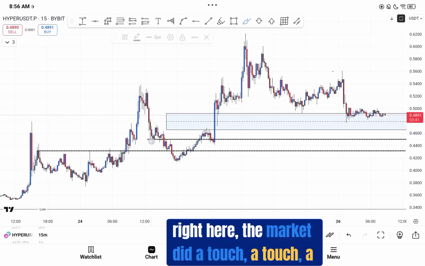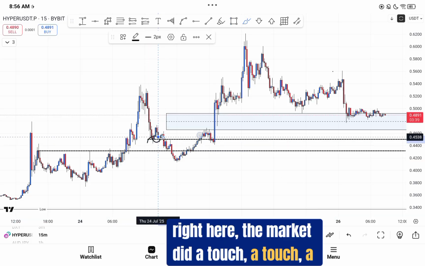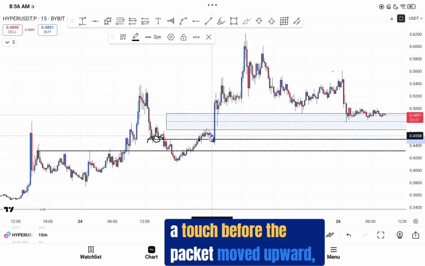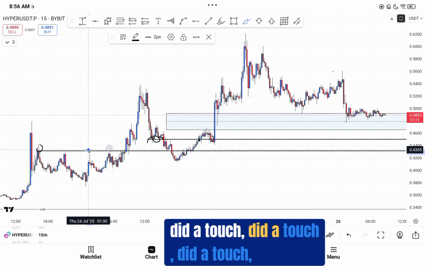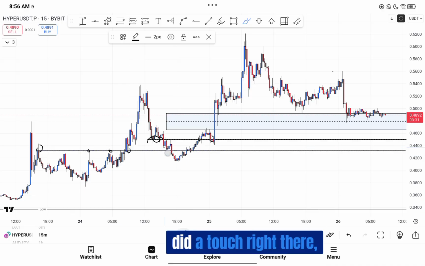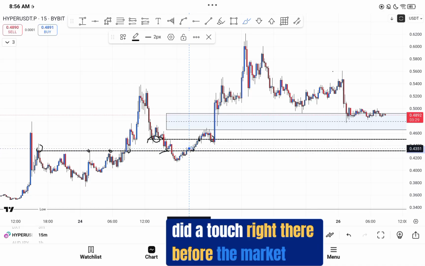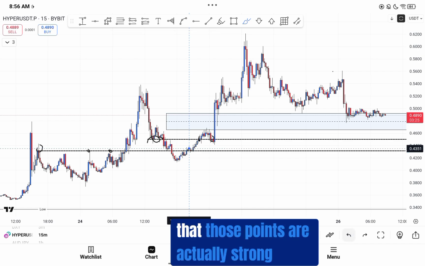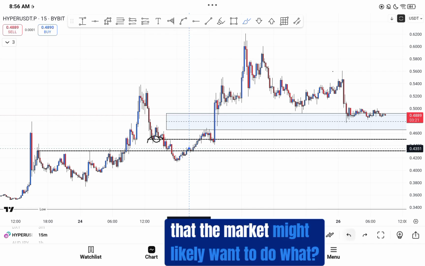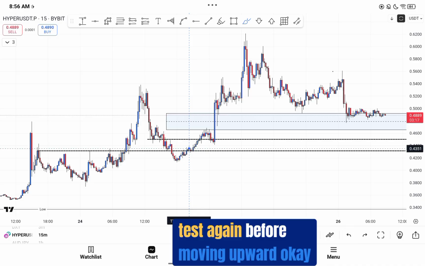You can see that right here the market did a touch, a touch, a touch, a touch before the market moved upward, right? You can also see that here the market did a touch, a touch, a touch, a touch right there, a touch right there before the market moved upward. Okay, so those touches tell us that those points are actually strong potential levels that the market might likely want to do what? Test again before moving upward.